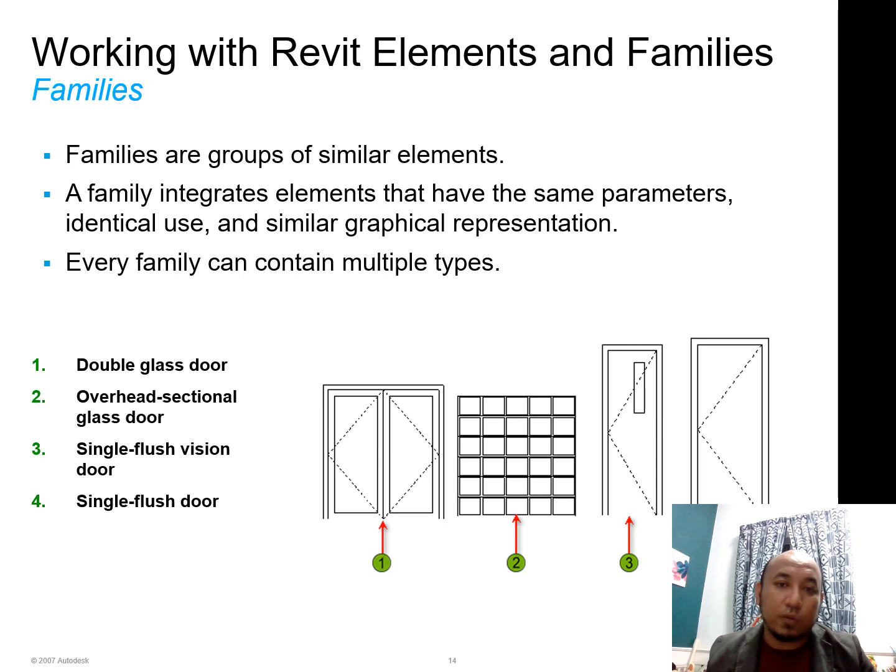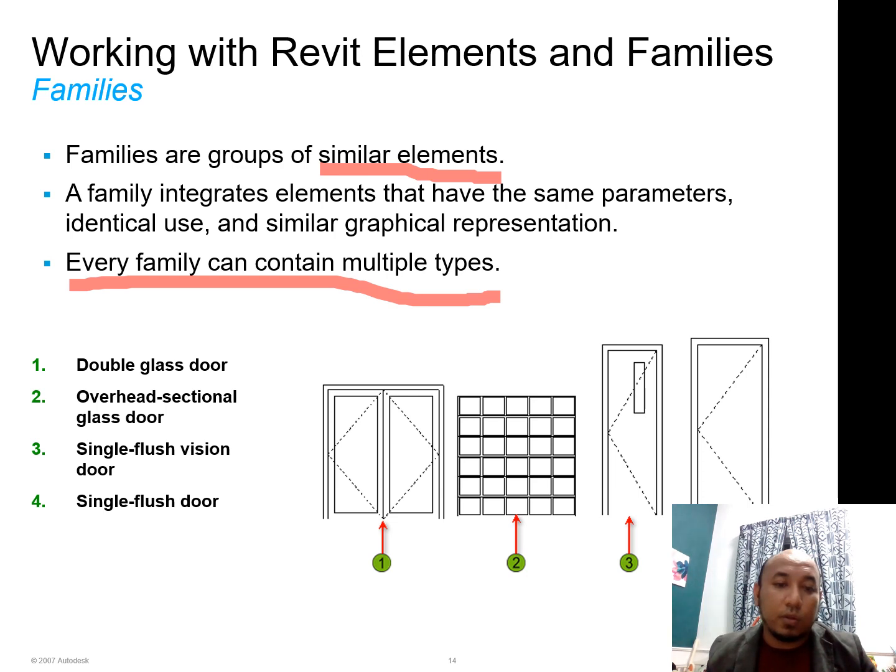Okay, so we go through the families. Families are groups of similar elements. A family integrates elements that have the same parameters, identical use, and similar graphical representation. Every family can contain multiple types.